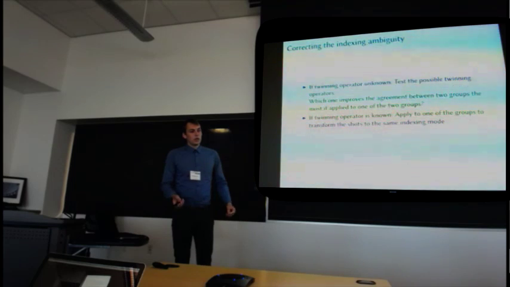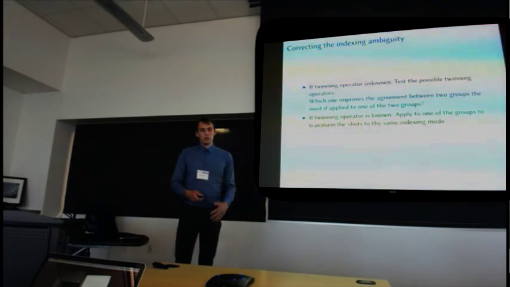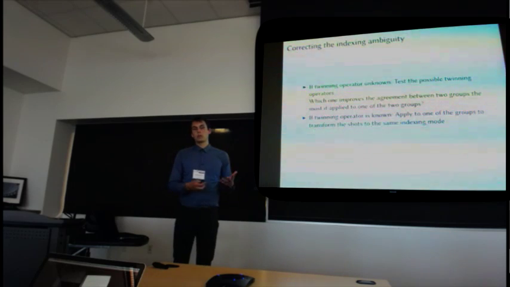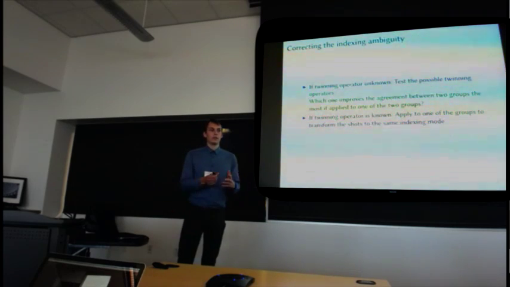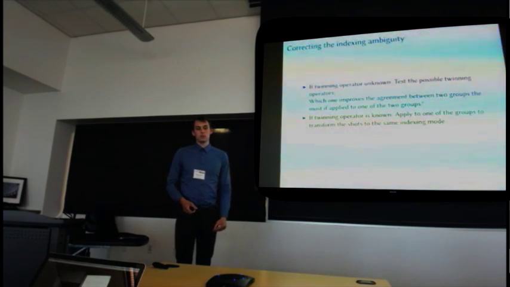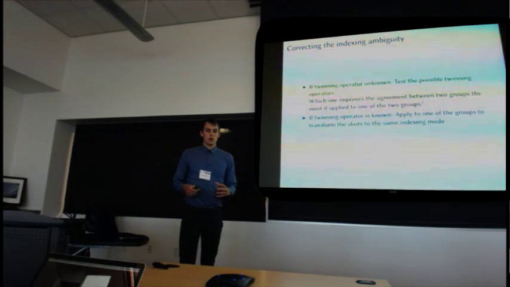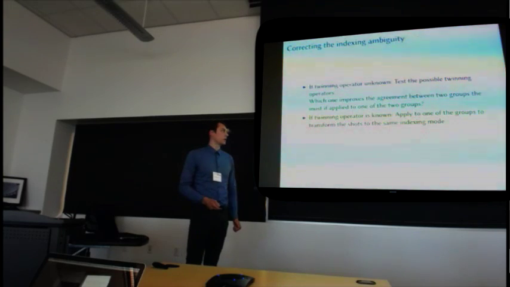So in the end, if you have those 2 groups and you know the twinning operator, of course you can apply it to one of the 2 groups and then only one group is left which has a high correlation within, and you have solved the indexing ambiguity.